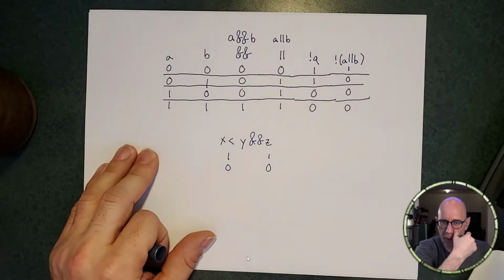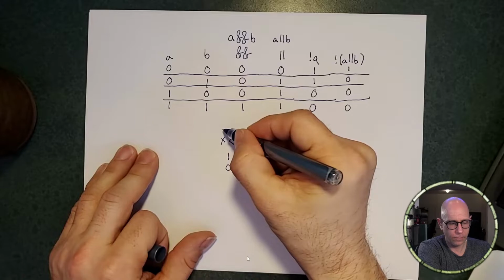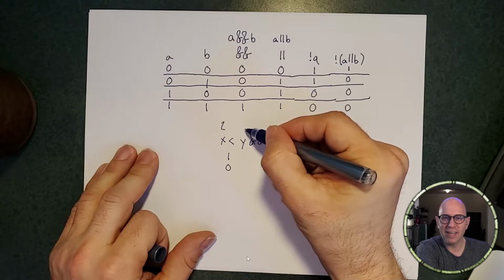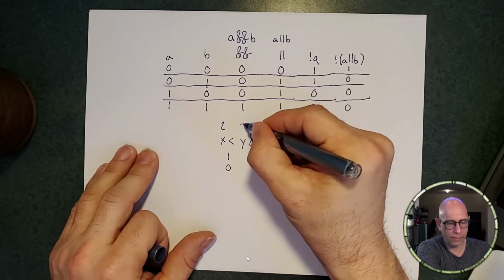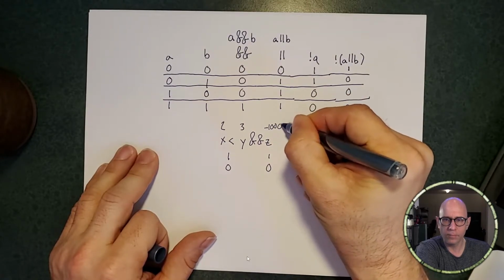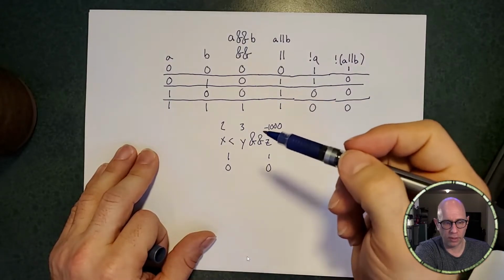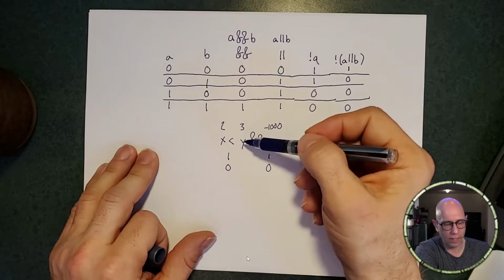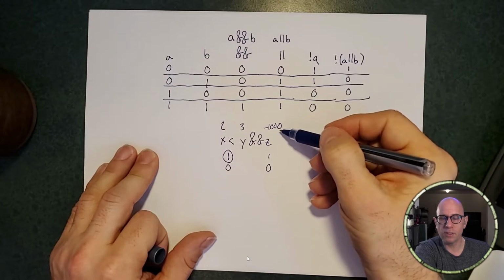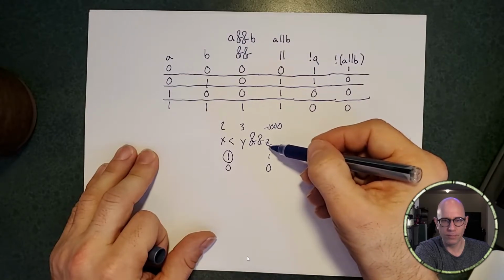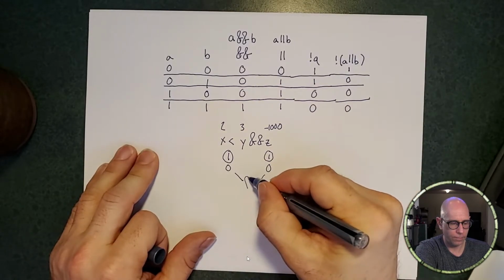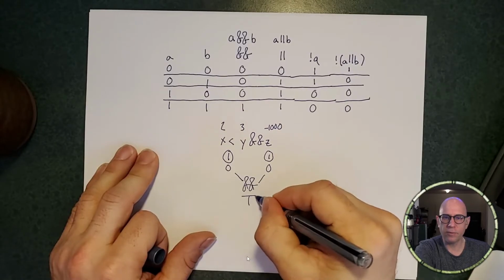So if I had put the number for x as 2, and I had put y as 3, and I had put z as minus 1,000, this problem would be solved as follows. 2 is less than 3. That's true. Minus 1,000 is not 0. True. The end result is true.